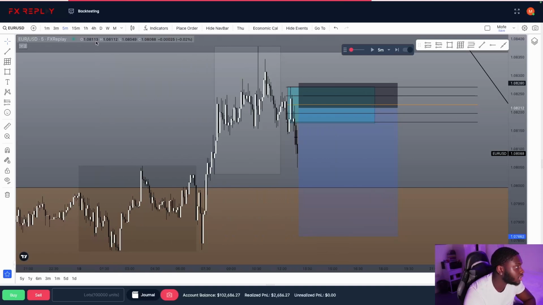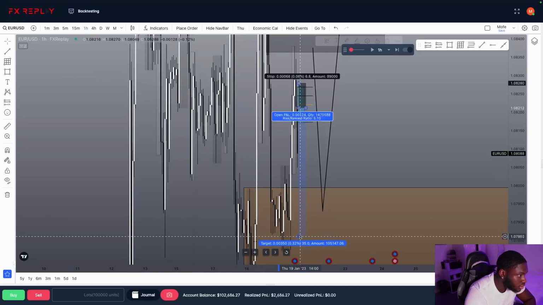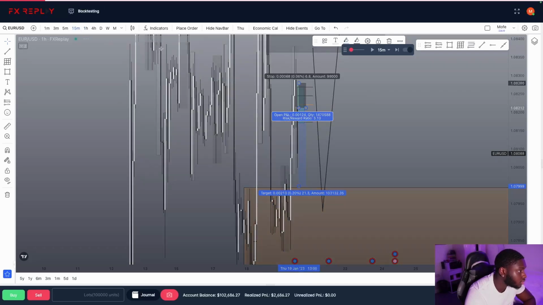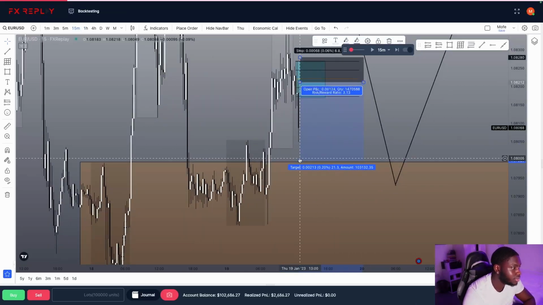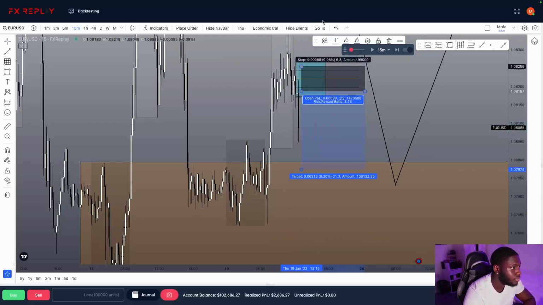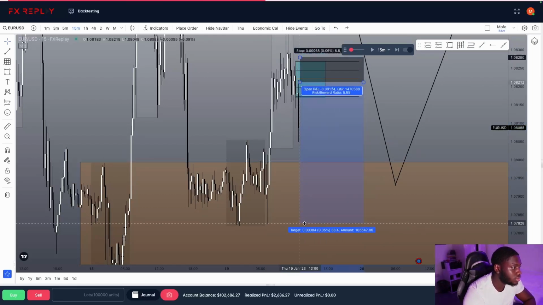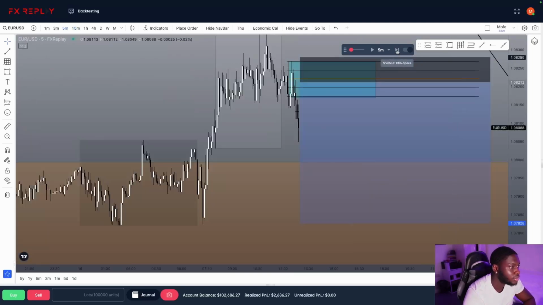And targets, what would be a good target? The top of this order block, or 1 to 3, what's that looking like? A 1 to 3 is completely fair and reasonable, but the 1 to 5, because of this low, is also reasonable. So let's see what price does before I waste my time.